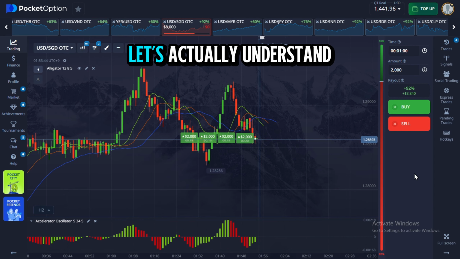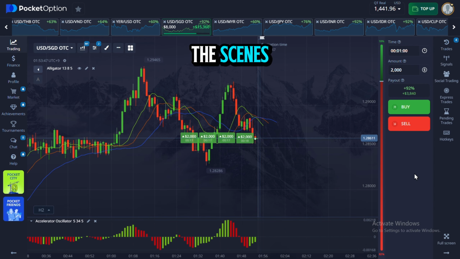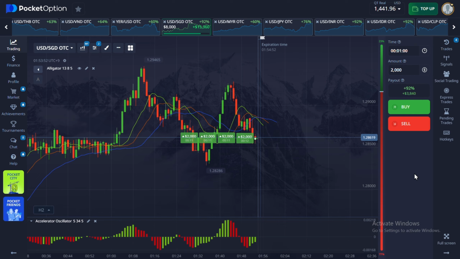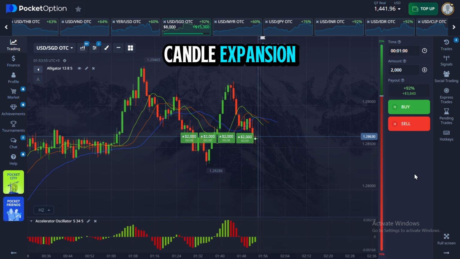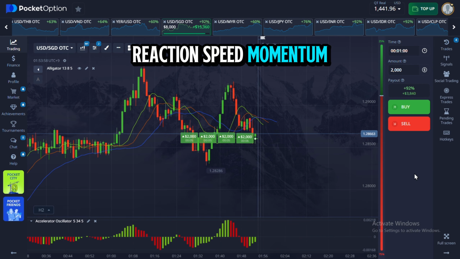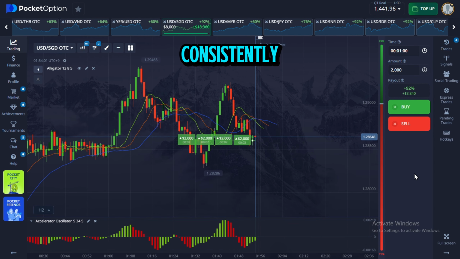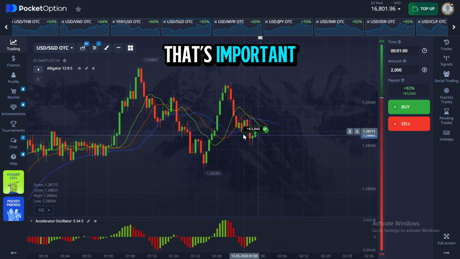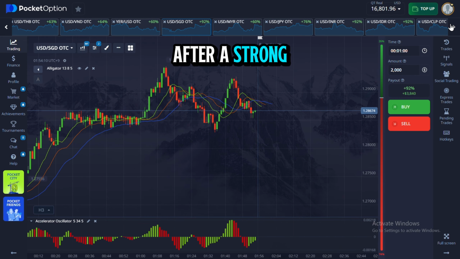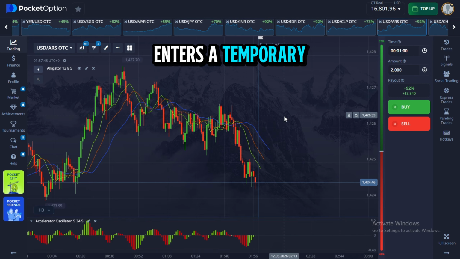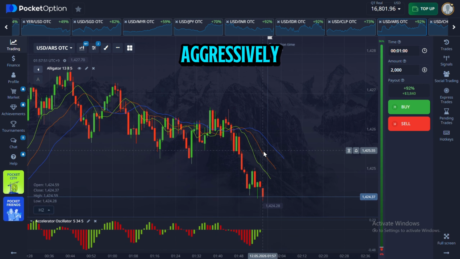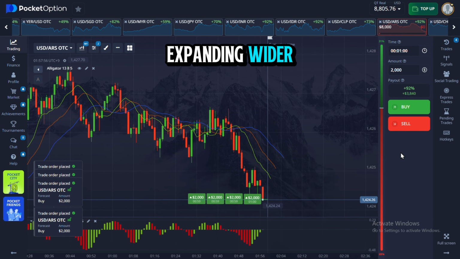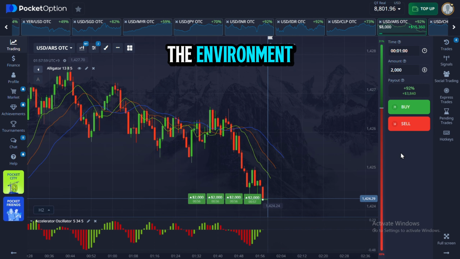Now, while this plays out, let's actually understand what the AI is seeing behind the scenes. The system isn't trying to predict random movement, it's reacting to behavior. Right now, the AI is analyzing candle expansion, reaction speed, momentum, pressure, and whether the structure is holding consistently. Notice how the candles are no longer exploding upward like before. That's important. When momentum weakens after a strong push, the market often enters a temporary exhaustion phase instead of continuing aggressively. And look at the moving averages. They're flattening out slowly instead of expanding wider. That usually shows slowing energy in the environment.